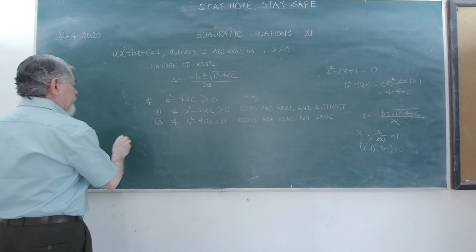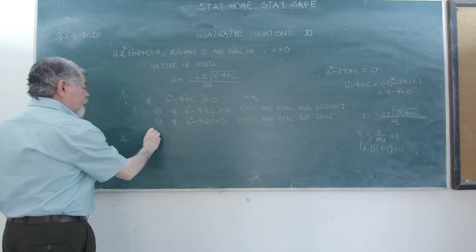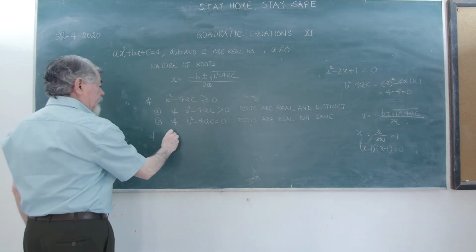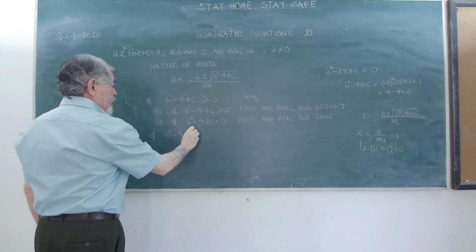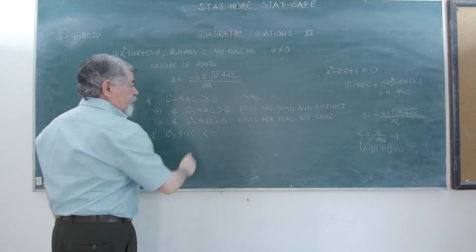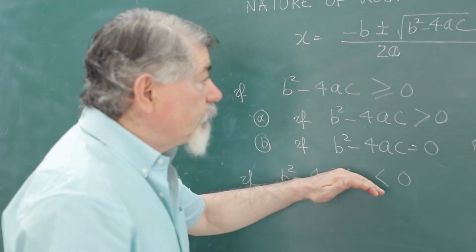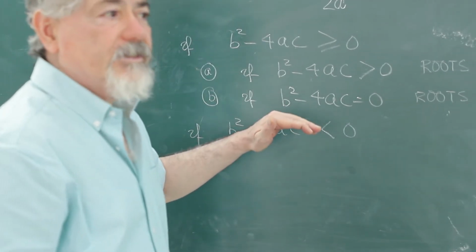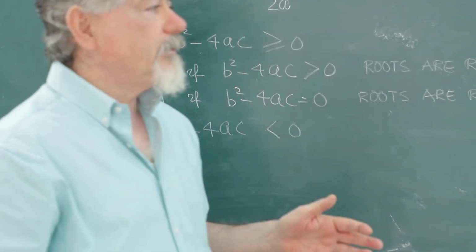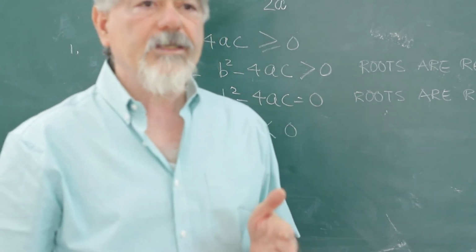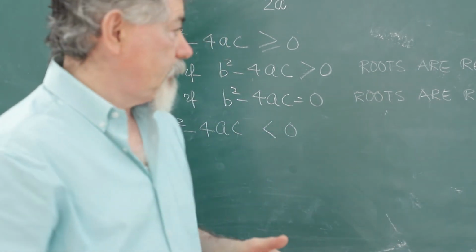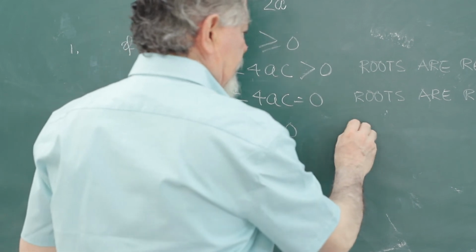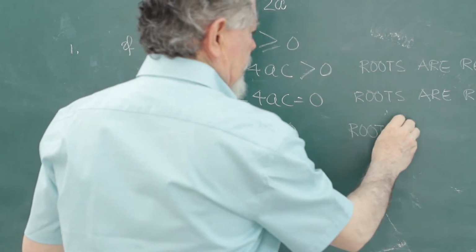In the second case, I have if b square minus 4ac is less than 0. If it is less than 0 it means it is negative, and negative under square root will give us an imaginary number. So roots are imaginary here.